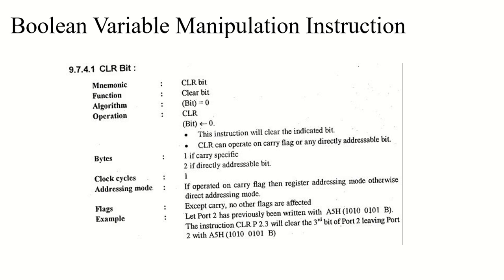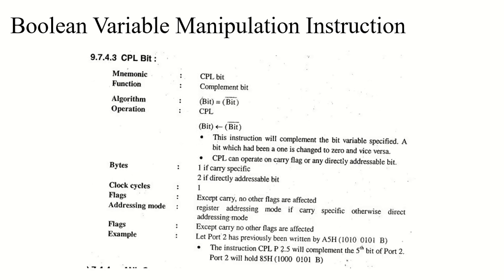That was the CLR bit. Now let's see the next one, CPL bit. This is a complement bit. The instruction will complement the bit variable specified, and a bit which had been a 1 is changed to 0 and vice versa. Simple ones complemented you will be getting. And CPL can operate on the carry flag or any directly addressable bit.